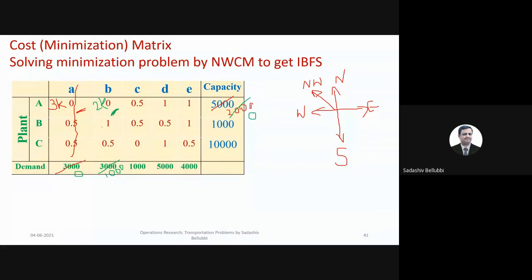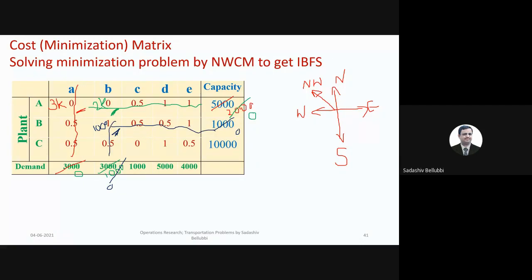Now the first row will be cancelled. Next, what is the northwest corner? For this northwest corner, the supply is 1000 and the demand is 1000. Both are equal, so directly we can allocate 1000 here. Then this is satisfied and this is also satisfied, so we can cancel both.